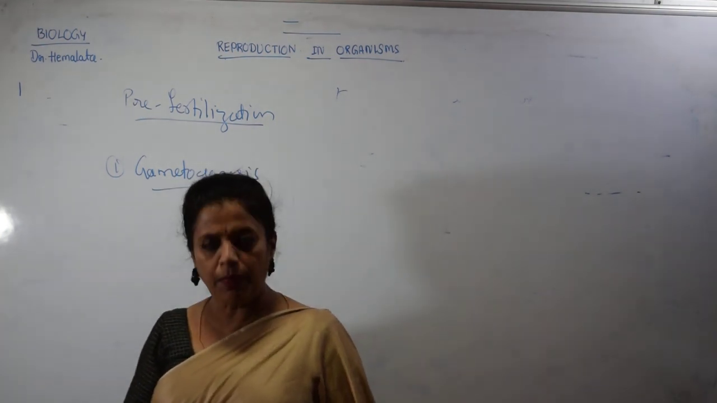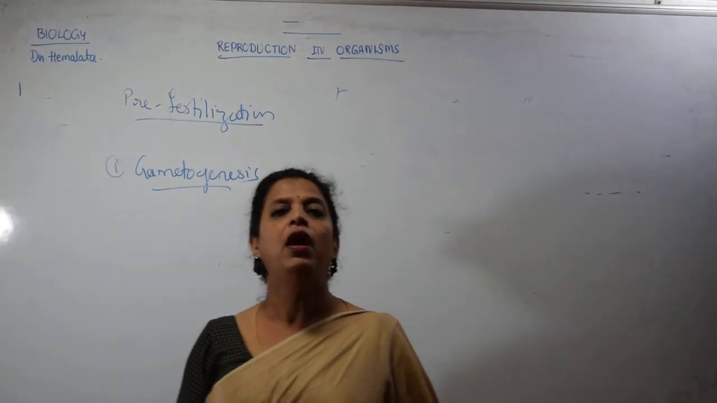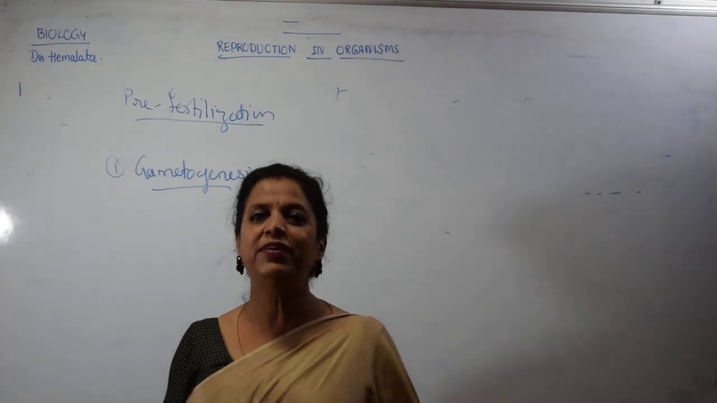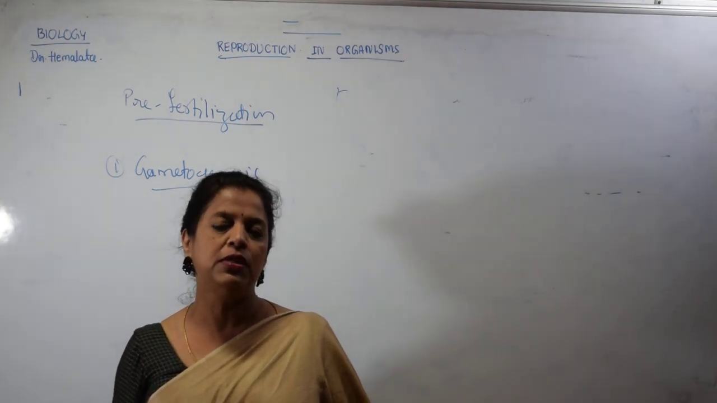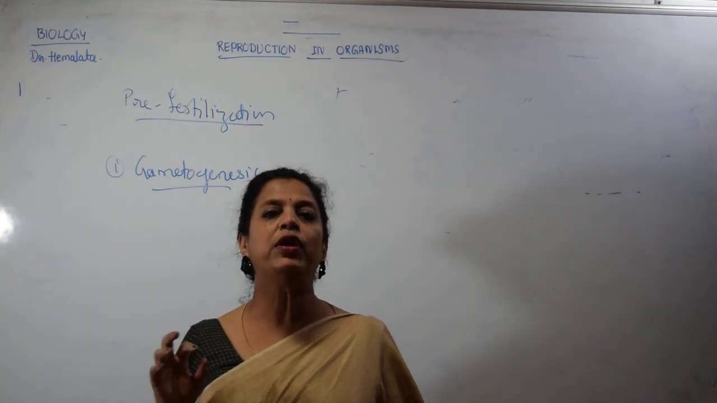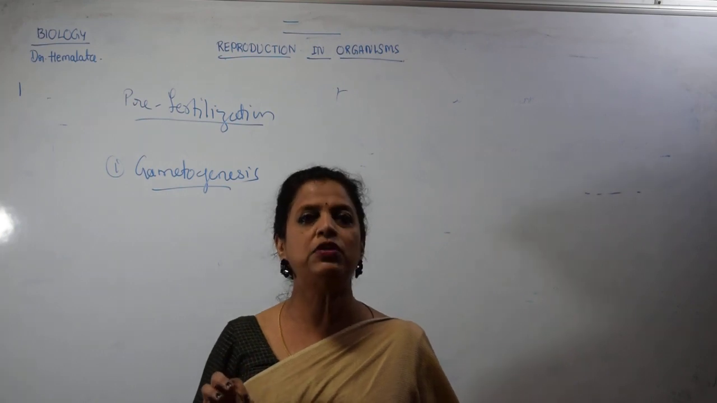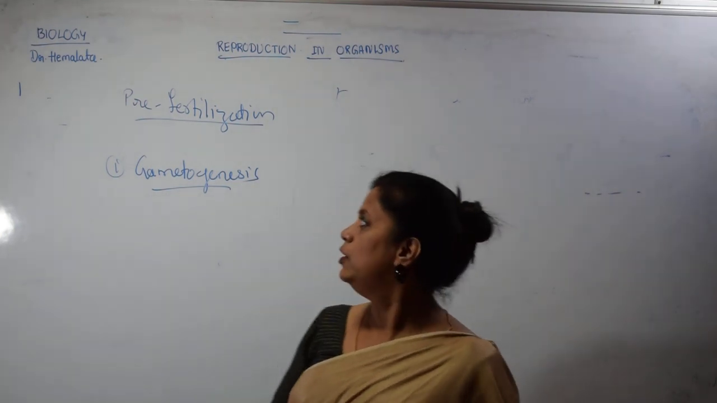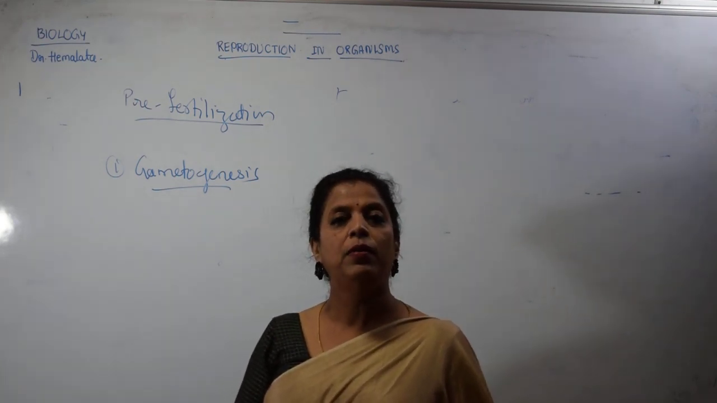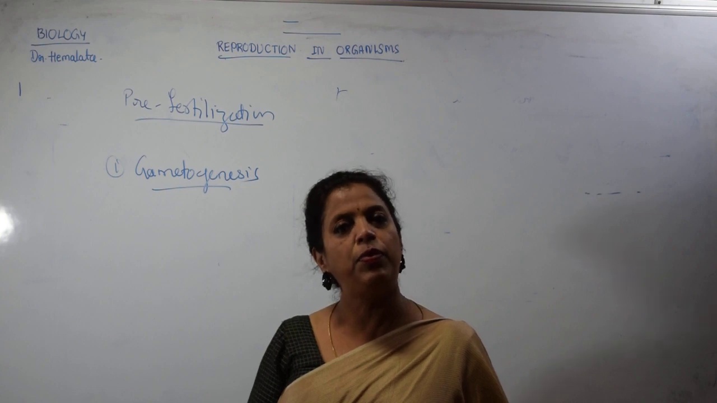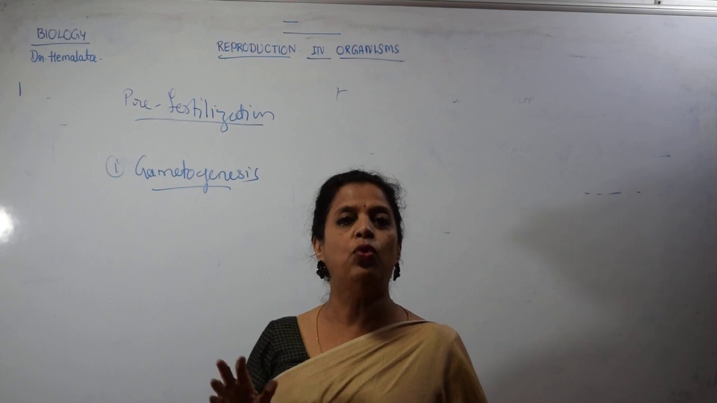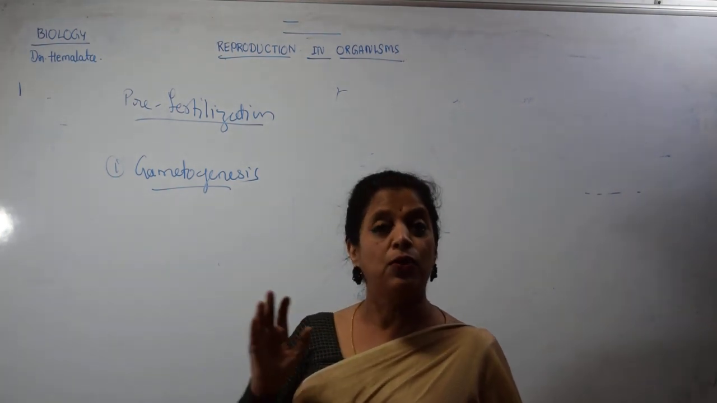So what is this? It is the formation of haploid gametes from the diploid meiocytes. The word you should remember again and again, I am using this. The sperm mother cell or the oogonial mother cell, we call them meiocytes because they will undergo meiosis in future. So gametogenesis is the process of formation of haploid male and female gametes from the diploid sperm mother cells or oogonial mother cells in their gonads.